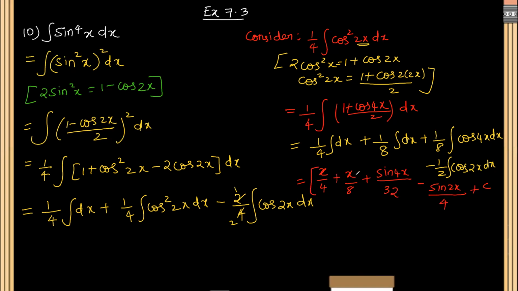So we can simplify these two terms by taking the LCM, that becomes 8. We multiply by 2 here to make it 8. So 2x plus x, 3x by 8, plus sin 4x by 32 minus sin 2x by 4 plus c is the final answer. I hope it is clear.